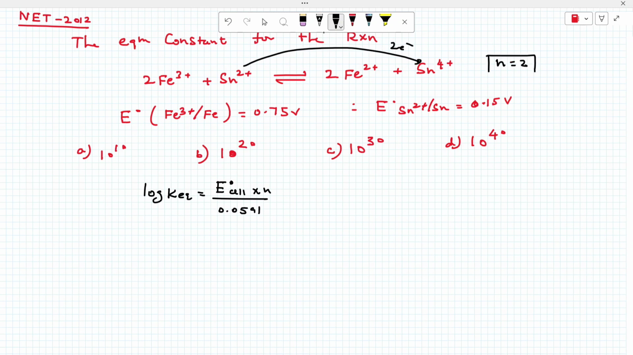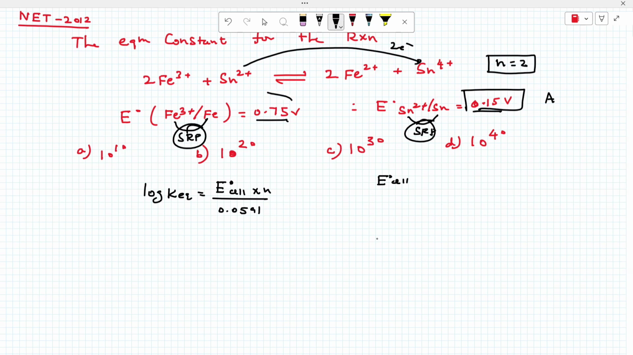Now, what is E naught cell? Fe3+ becoming Fe2+ is SRP, similarly Sn4+ becoming Sn2+ is SRP. Both are SRP, which is more? I told you, more negative SRP undergoes oxidation. But both are positive, so the less positive one is oxidation, the anode. This is the cathode. Formula: E naught of cathode minus E naught of anode, 0.75 minus 0.15 volt. Answer 0.60.